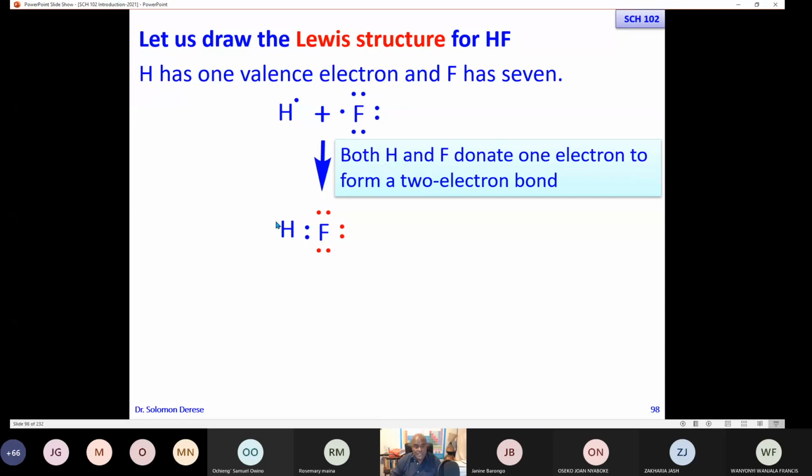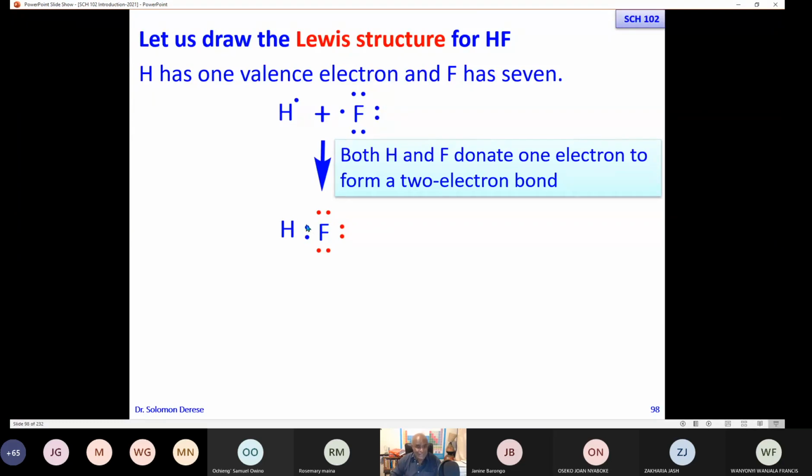So you can easily see that on the hydrogen, we have 2 electrons following the duet rule. The hydrogen has 2 electrons, just like the corresponding noble gas helium. Then when you look at fluorine, you will see that the 2 electrons shown in blue are the shared electrons, the electrons that form the covalent bond between the hydrogen and fluorine.